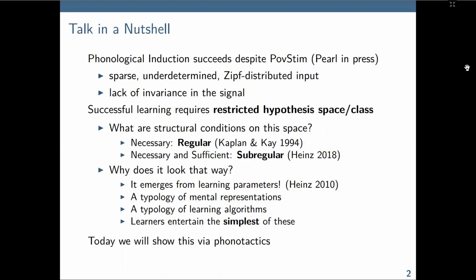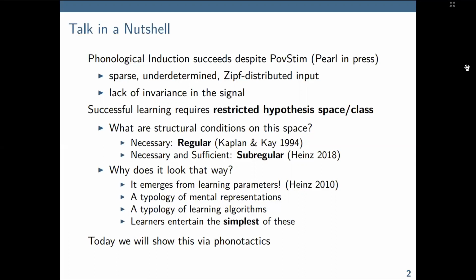Okay. A second kind of uncontroversial fact is that successful learning requires a restricted hypothesis space or class. Okay. So we might ask ourselves, what are the structural conditions on this restricted space? What does it mean to be a restricted hypothesis space or class, and what is necessary and sufficient for learning both in phonology and elsewhere?